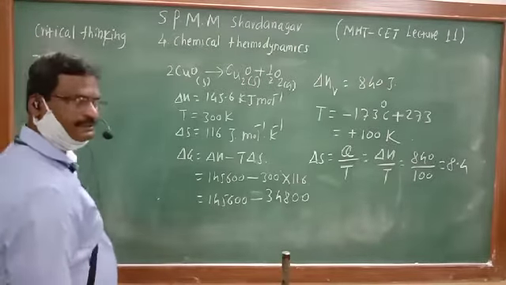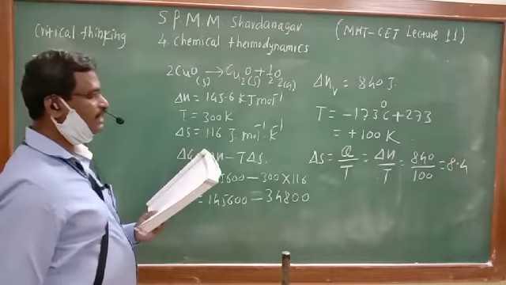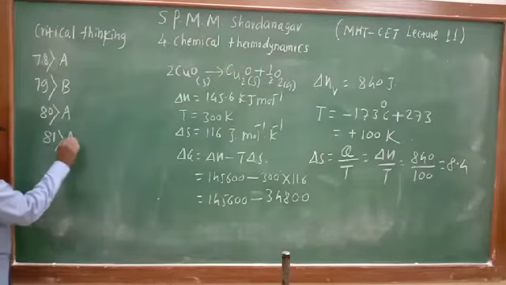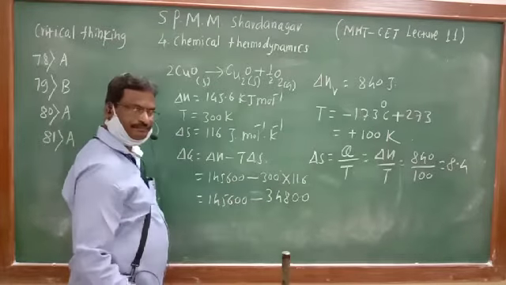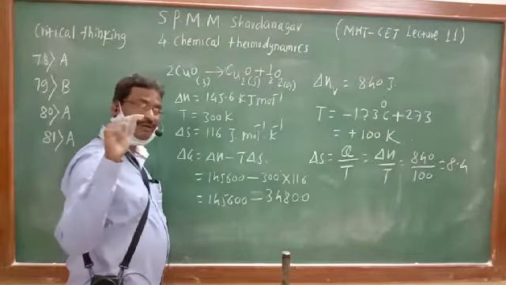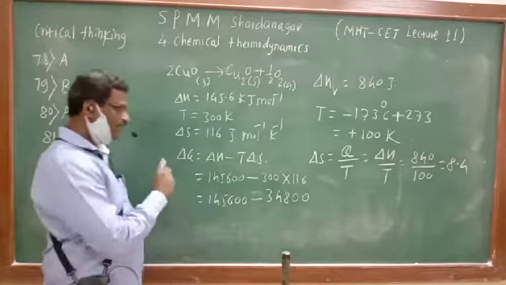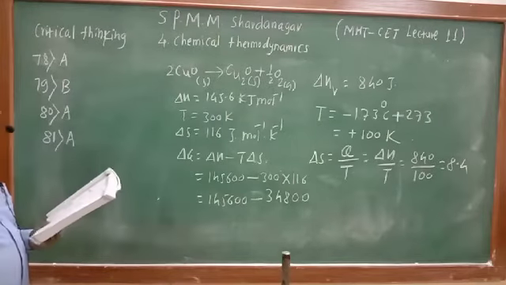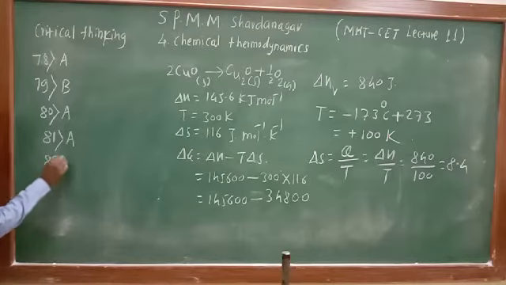If we solve this, we must get the answer 110.8 kilojoule. First option is correct. This minus this subtraction, you are getting the answer in joule, divided by 1000. You will get the answer in kilojoule, and that answer should be equal to option A, 110.8.